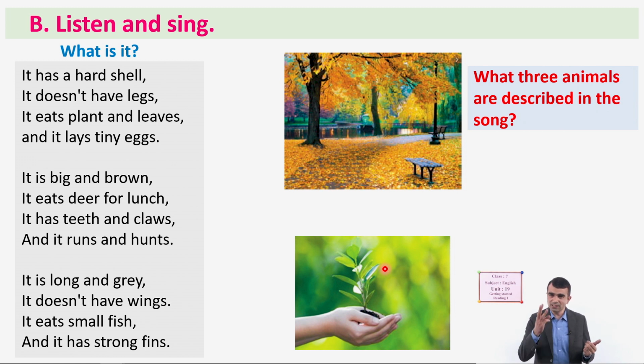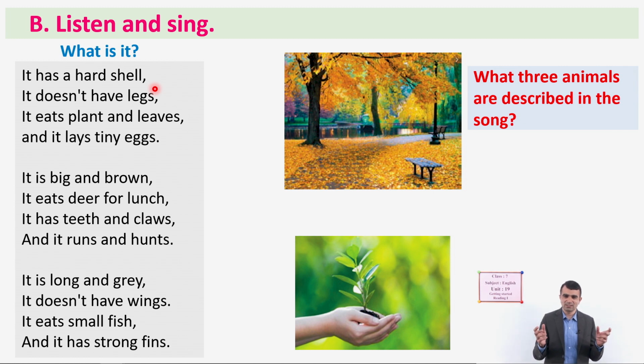Yes, there are 3 stanzas in the poem or song. Can you see? This one first, another, and third. Each stanza describes one animal. What animal does it describe? You should guess now. It has a hard shell. It doesn't have legs. It eats plants and leaves, and it lays tiny eggs. What is it?